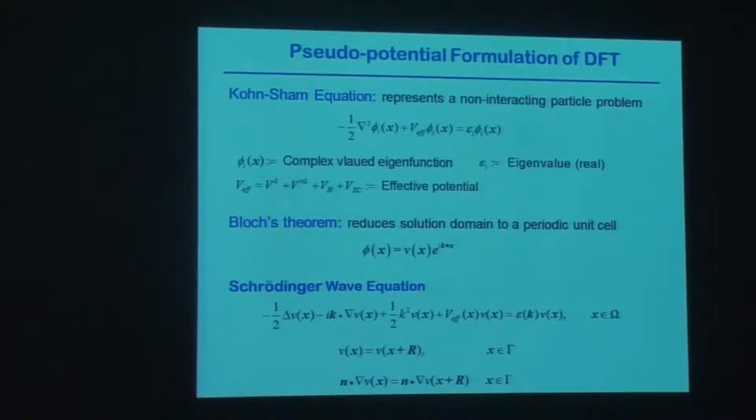Now, if you are looking at the solution of periodic materials, then Bloch theorem, which is a consequence of translational symmetry of periodic materials, says it reduces the solution of Kohn-Sham equations onto a periodic unit cell. Considering that this is also periodic, it reduces to the periodic unit cell. And if we substitute this expression, where V is the complex valued function, in here, we get the Schrödinger wave equation. K is the wave vector. And the periodicity of this complex valued function is applied at the boundaries.